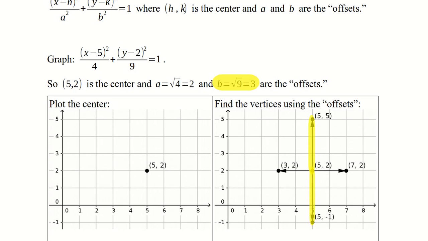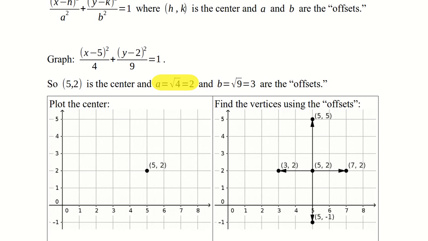Notice that in both of those cases, x is 5. But we add 3 to y, 2 plus 3 is 5. We subtract 3 from 2, and we get negative 1. So that gives us 2 up and down vertices. Now we do the exact same thing with a. A is 2. So that tells us in the horizontal direction.